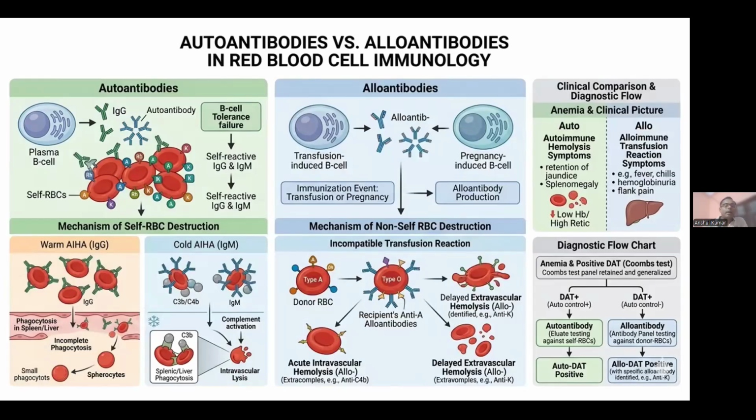Again, the second antibody, we have already seen about warm AIHA and cold AIHA. The next important thing, in addition to autoantibodies, is the alloantibodies, which also cause hemolytic anemia. So what are alloantibodies?